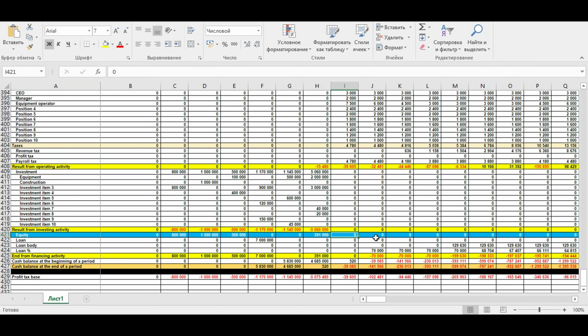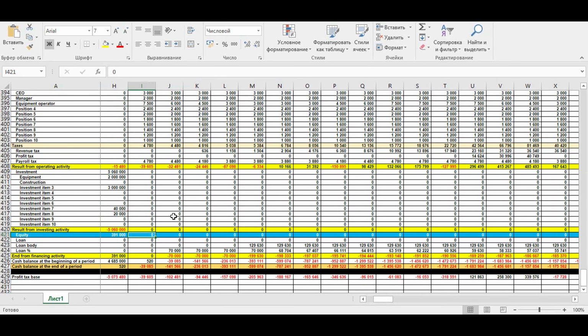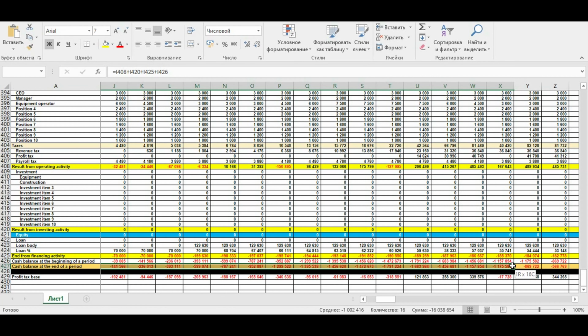And we go along the cash flow statement and put our money or a loan to finance our negative cash balance at the end of the period. For example, we can find the maximum negative figure here. It is here.